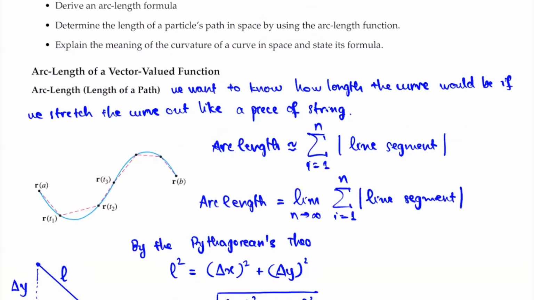Definite integral from A to B of the square root of x prime of t squared plus y prime of t squared. And remember, multiplied with delta t. Now we have more points, so we change delta t to dt. And this is the arc length formula.